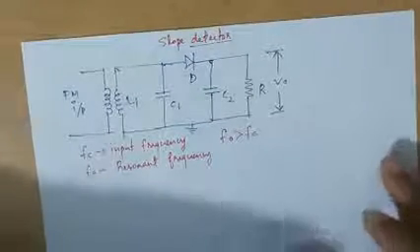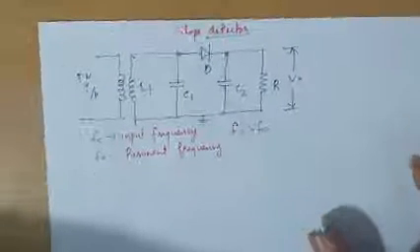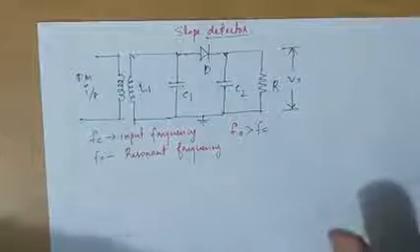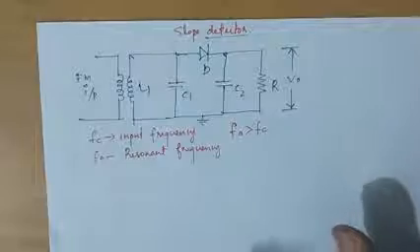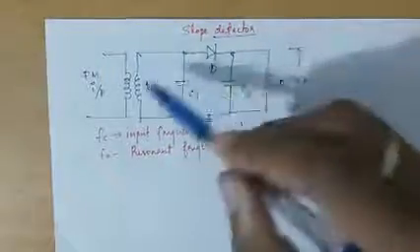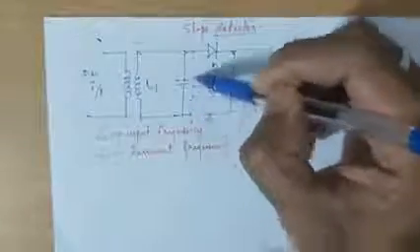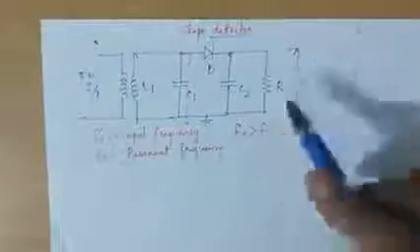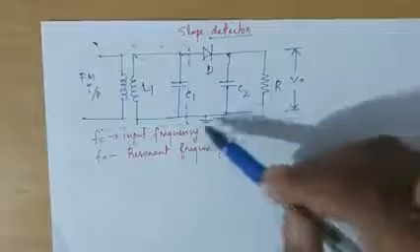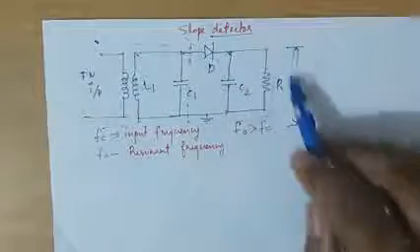So here is the circuit diagram of a simple slope detector. I have explained in the block diagram that it has two parts. The first one is the frequency selective network and the second one is the amplitude detector. Here we are using a tank circuit, which acts as a frequency selective network, and which is followed by the envelope detector or amplitude detector circuit.